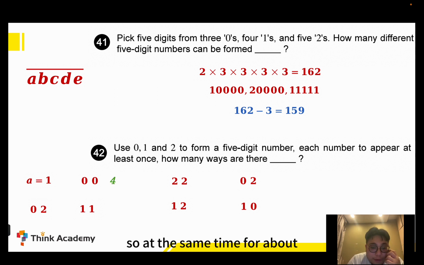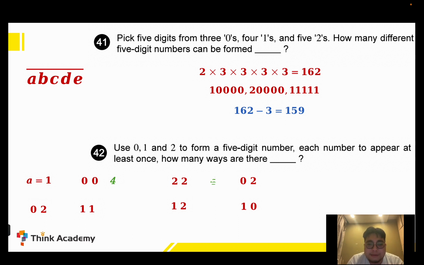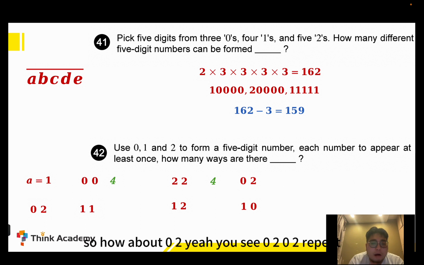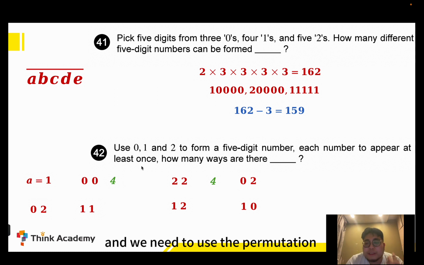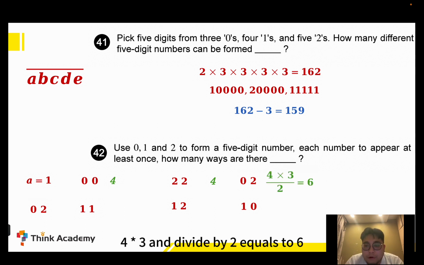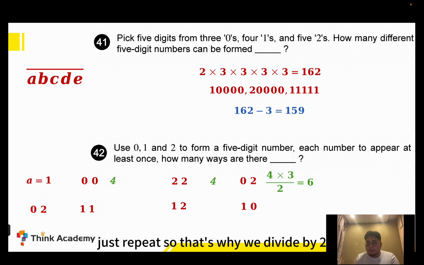At the same time, for 2 2, we only need to make sure about 0's place. So we have 4. How about 0 2? You see, 0 2 and 2 0 repeat. So for 0 2, how many choices? It's like the shaking hands problem, and we need to use the permutation. So we have 4 times 3 divided by 2 equals 6. You just pick 0's place, and remember 2 0 is just a repeat, so that's why we divide by 2.